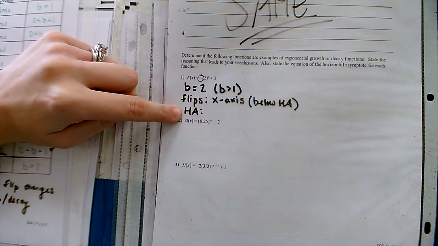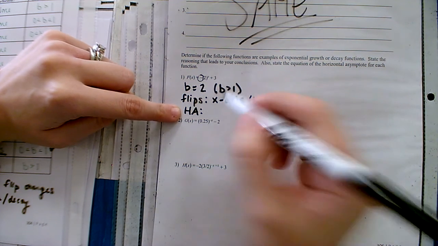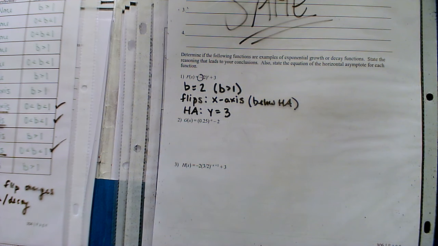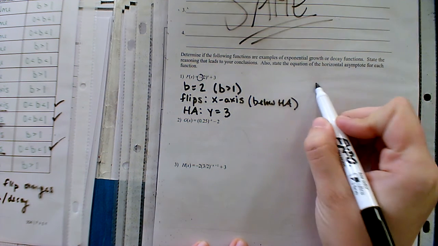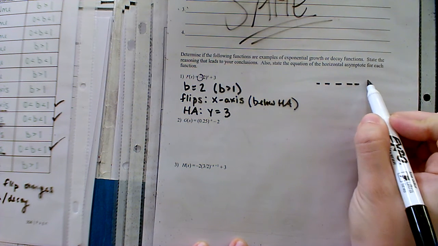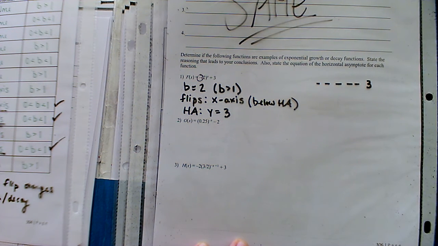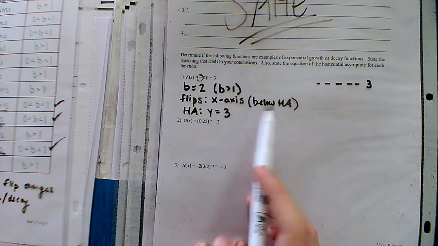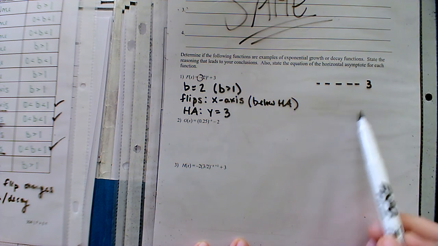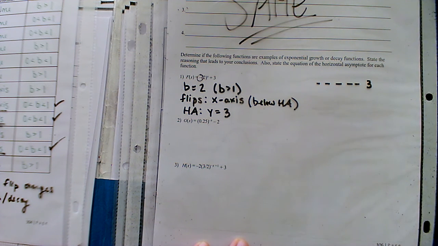Speaking of the horizontal asymptote, can we figure out where that is based off the equation? Y equals 3. Okay, so let's start to think about what this graph is going to look like. I'm going to throw in a horizontal asymptote. I'm going to label it as 3. Since I have an x-axis flip, I know I should be below that asymptote.